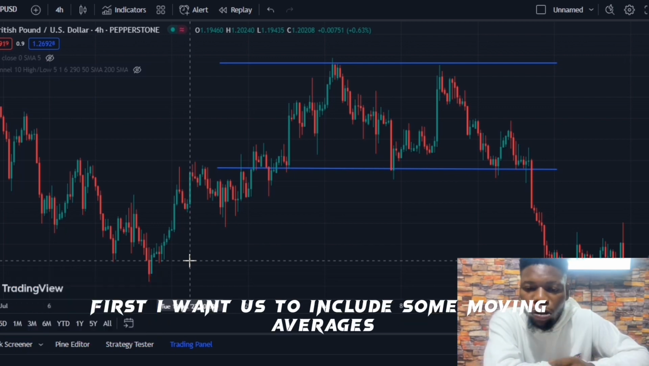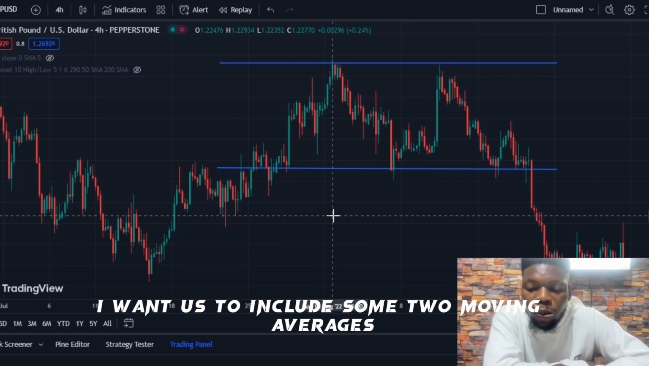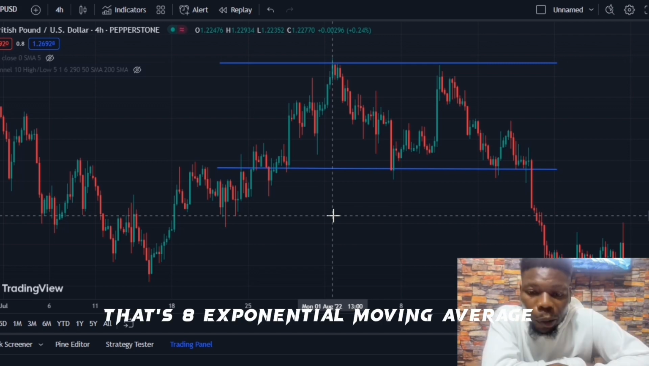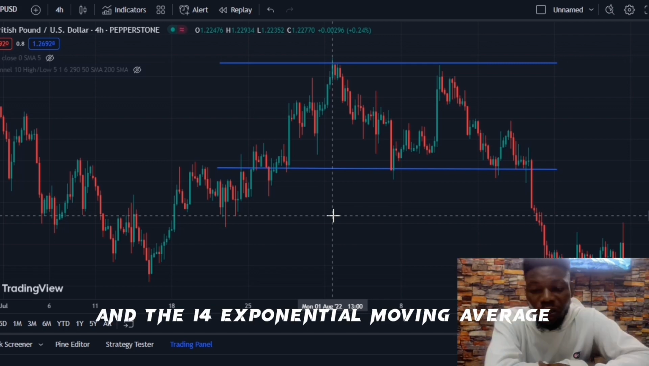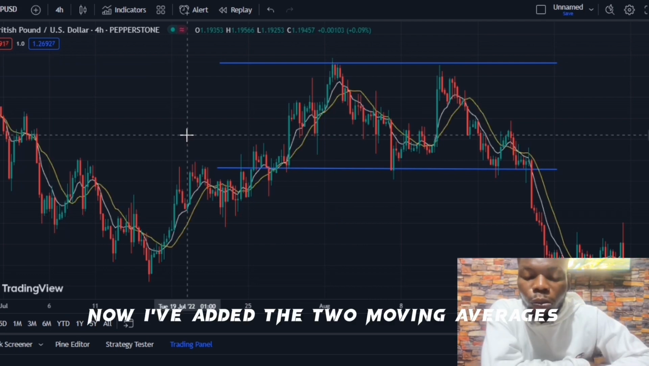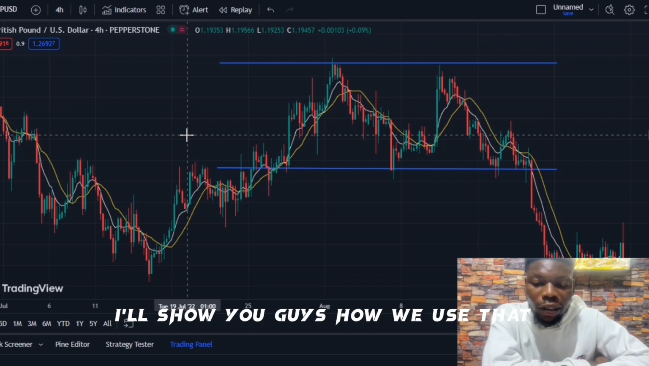First, I want us to include some moving averages, which are the 8 EMA and the 14 EMA, that's the 8 exponential moving average and the 14 exponential moving average, because those will be very key for our exit. Now I've added the two moving averages, the 14 and the 8. I'll show you guys how we'll use that in a jiffy.